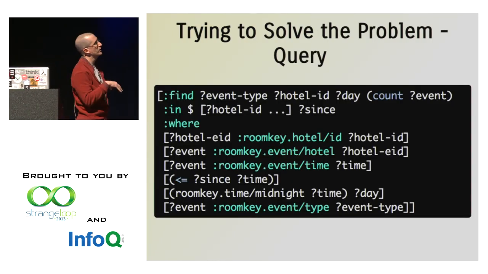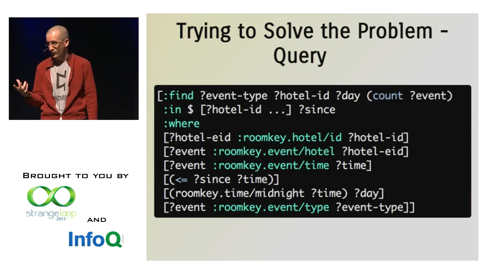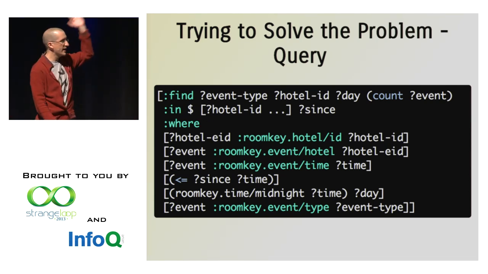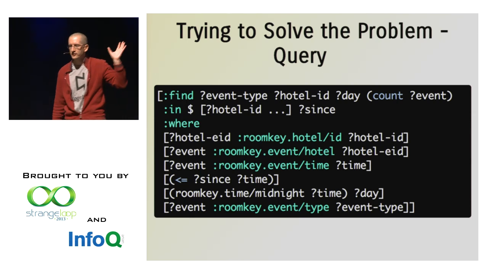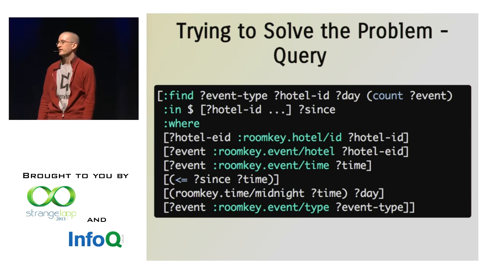So let's come back to our problem now that we understand how Datomic stores indexes. And it really is that straightforward. An index is a sorted set of datums. Here are the sort orders. You know which datums wind up in each one. We went ahead and tried to write a query. This is Datalog. I don't have time to go into Datalog, but it's the query language that Datomic offers.